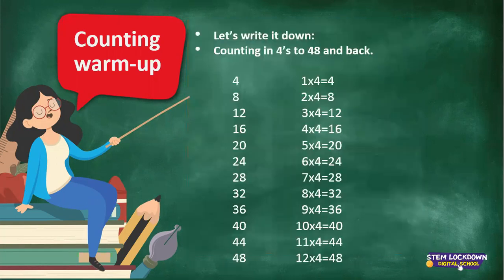Now, I want you to write down. Quickly get your paper and pencil ready. I'll give you a second or so to get it. We need to write counting in 4s down under each other. We are going to write the numbers down under each other. Got your book? Are you ready? Start writing as we count.